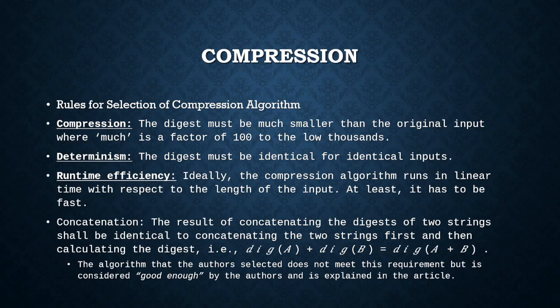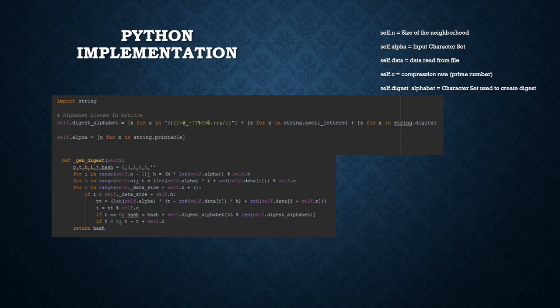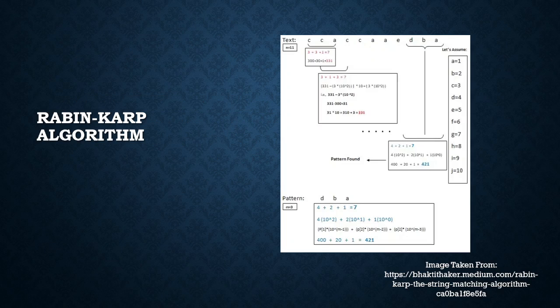All right? Carrying on. The authors decided to use the Rabin-Karp algorithm. The idea behind the Rabin-Karp algorithm is that they are going to take the neighborhood size of the data string, and then they're going to try to compress it, and they're going to basically go through the digest alphabet, and we'll just walk through this right quick, right?